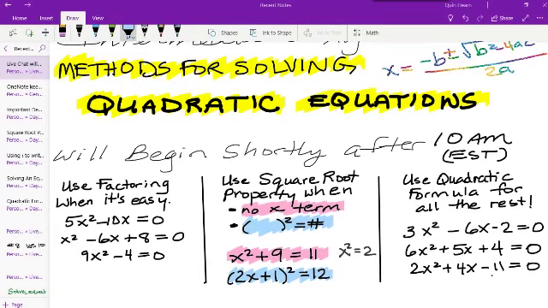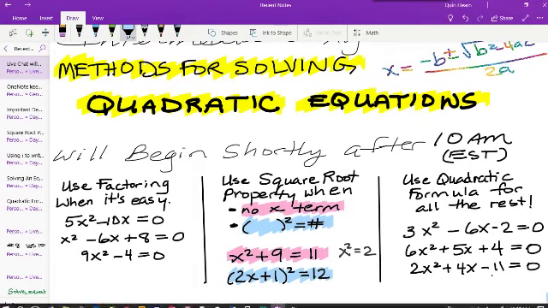So let's start with these first three equations which factor easily. I want to show you what I mean by factor easily.